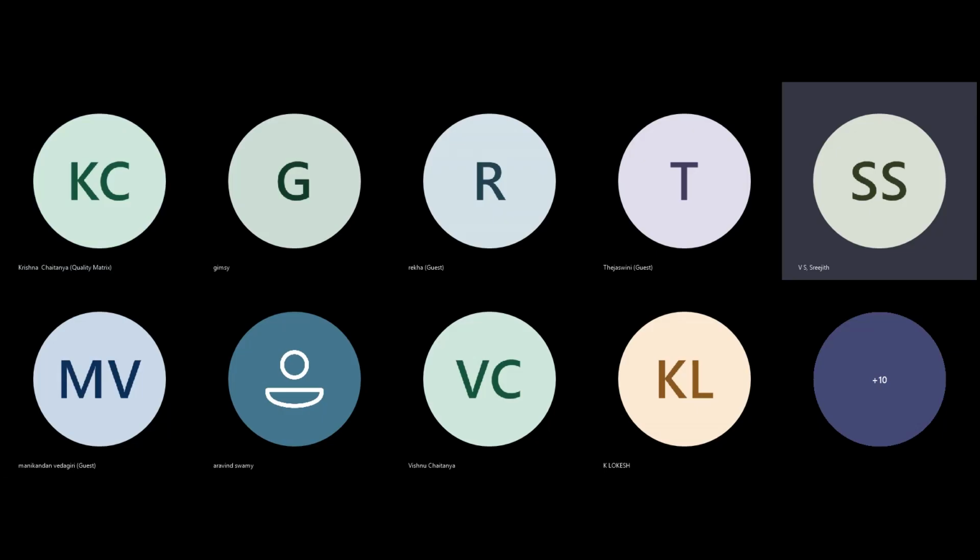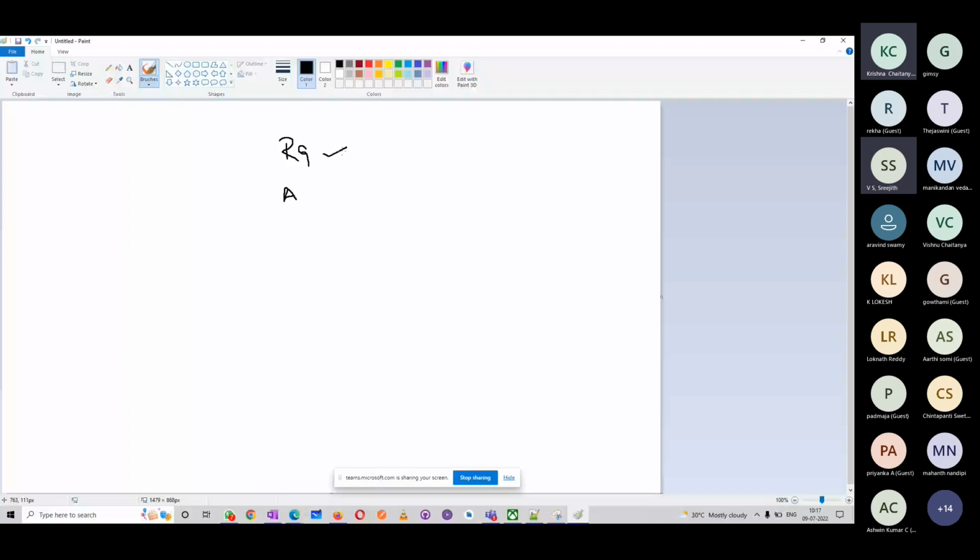Just try to follow. Okay, so we have the requirement gathering, analysis phase, design phase, coding phase, testing phase, and deployment phase, and then implementation phase. Now we have all these particular phases, right? Now, what do you mean by waterfall model?